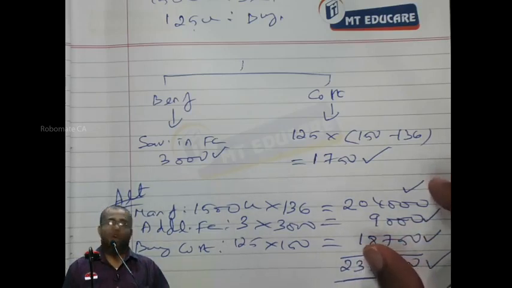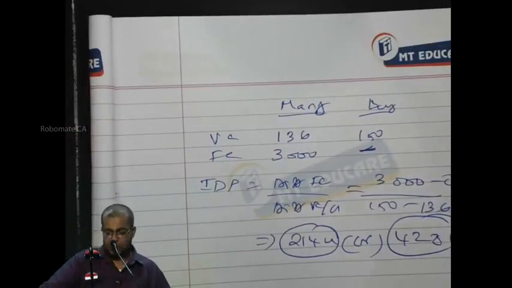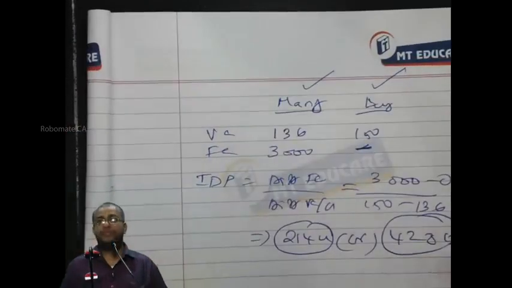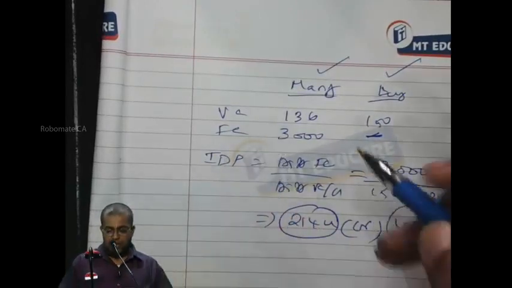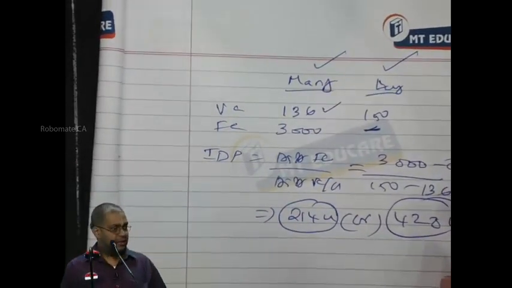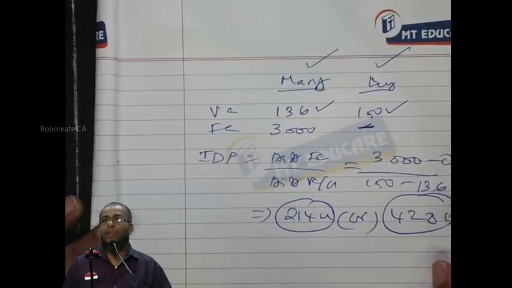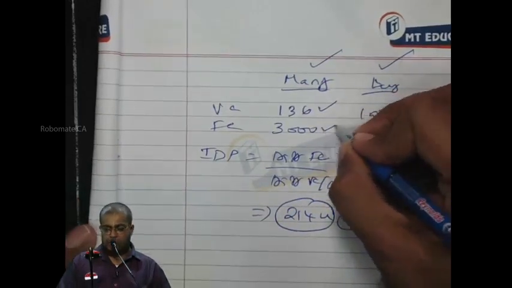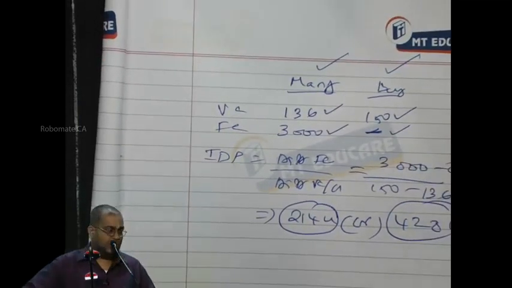Next is what? Indifference point. Okay, particulars, manufacture by. Variable cost. What is the variable cost of manufacture? 136. What is the variable buying cost? 150. To manufacture, every time I have to commit how many rupees? 3,000 for fixed cost. And here it is going to be 0.